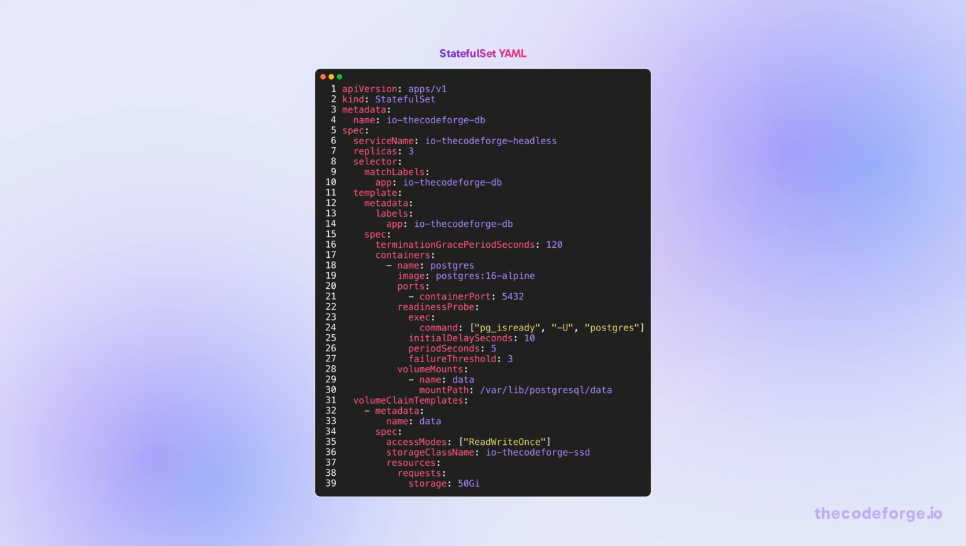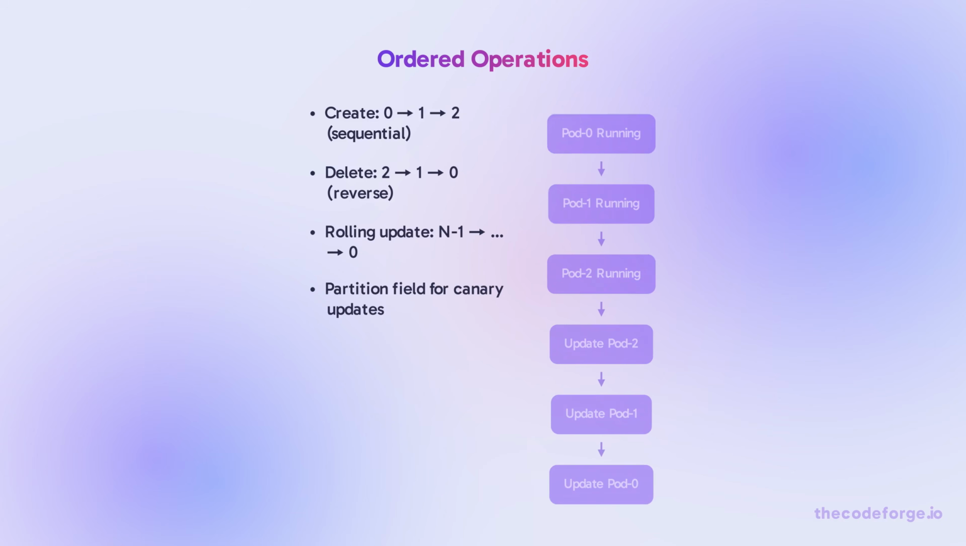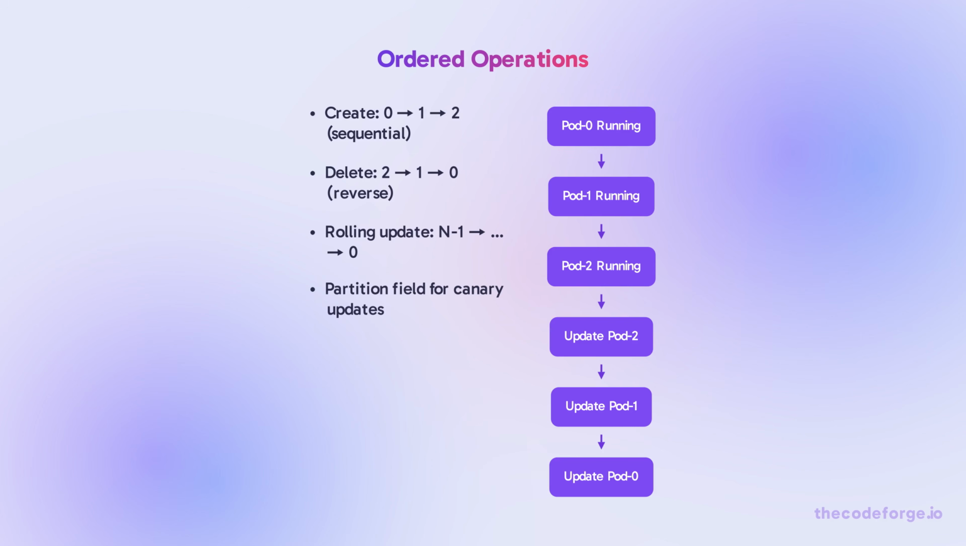This is the full StatefulSet manifest. Notice the volumeClaimTemplates section. It creates a PVC named data-io-thecodeforge-db-0, data-io-thecodeforge-db-1, etc. StatefulSet operations are strictly ordered. Pods are created sequentially and deleted in reverse. Rolling updates start from the highest ordinal to preserve lower ordinal pods.